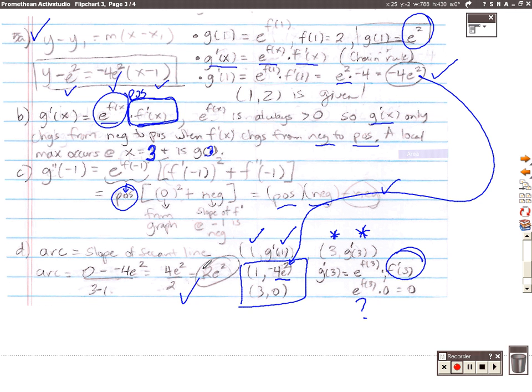Now again, these problems are not extremely difficult. You just have to take your time and not give up on the problem. Because as you can see, like in this part right here, even though I don't know what e raised to the f of 3 is, it doesn't matter, because when I multiply it by 0, I can still get an outcome that I can work with.